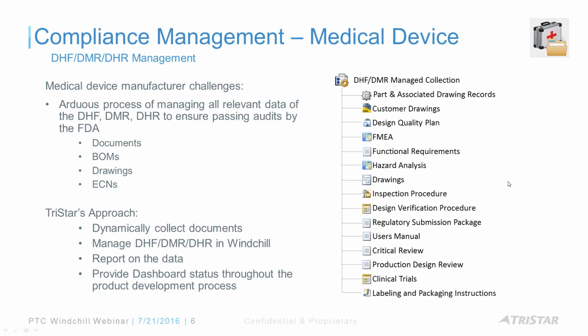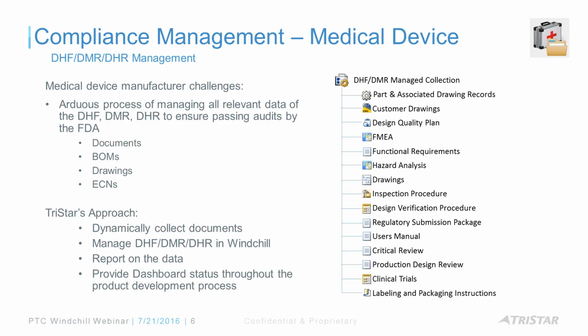So that happens using just Windchill out-of-the-box functionality. We use PDM Link and the managed collection capability to understand what belongs in that managed DHF DMR collection. And of course, also some of the document subtype functionality to collect the required documents.